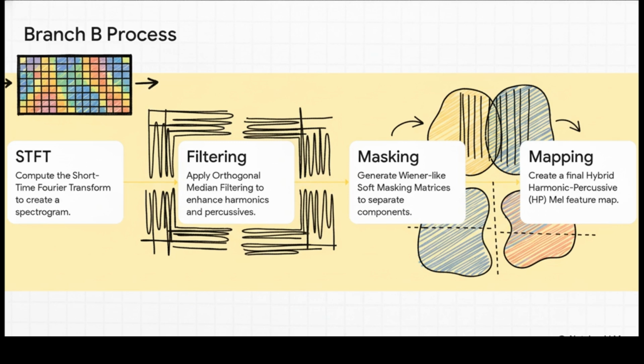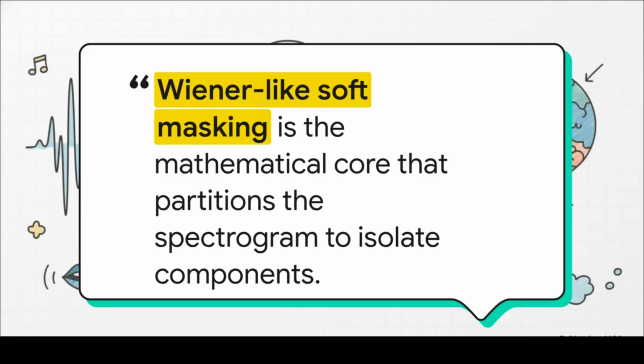The model then uses this information to create what are called soft masks that essentially lift the harmonics and percussives out into two separate clean spectrograms. This equation might look a bit complicated, but the idea behind it is actually pretty simple. This is the formula that creates those masks. For every single pixel in the spectrogram, it calculates a ratio. How much of the energy at this point is harmonic versus how much is percussive.